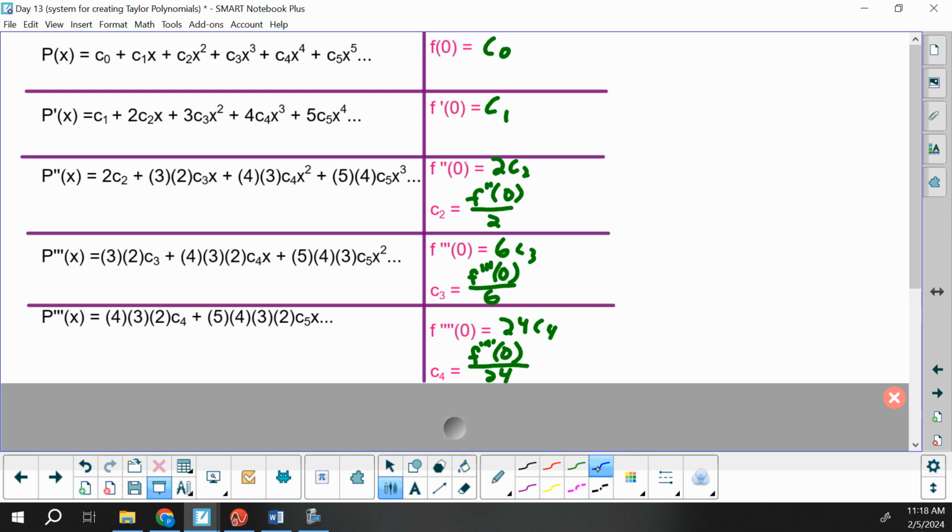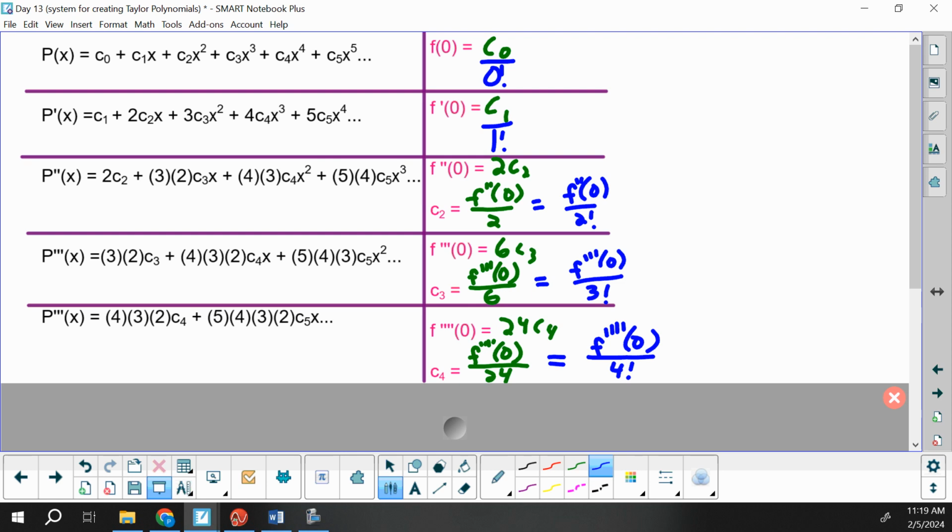Well, let's think about what some of these denominators are. 24 is really 4 factorial. So this is really saying fourth derivative of 0 over 4 factorial would be what c4 is. 6 is really 3 factorial. So this is really third derivative at 0 over 3 factorial. Well, 2 is the same as saying 2 factorial. This is over 1. 1 is the same as 1 factorial. If we continue our pattern, 0 factorial is also defined as 1.